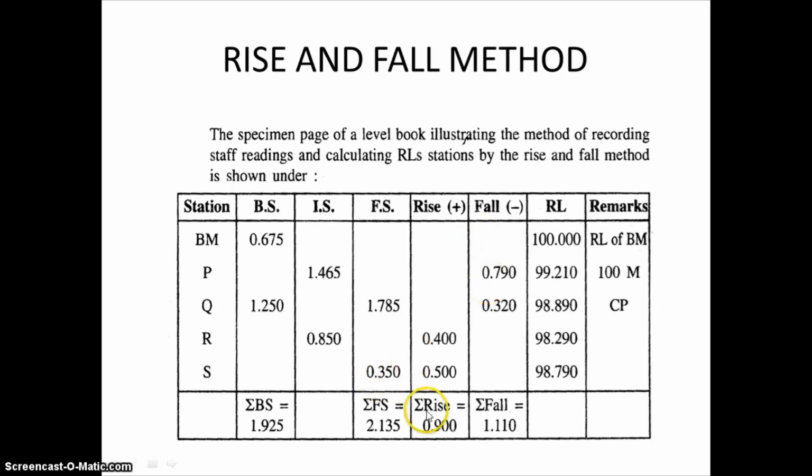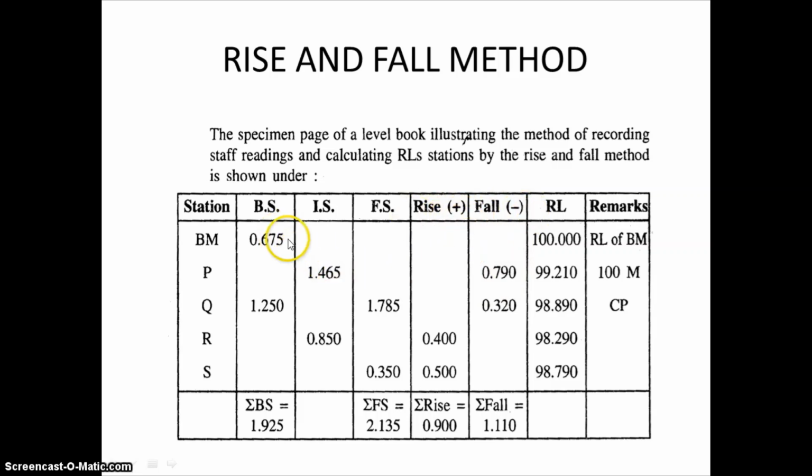So now in rise and fall you can see we have to take the level difference between the 2 station points. For benchmark the value is given 0.675 and for station P the value is given 1.465. So we have to take the level difference of these 2 points. And when you take the level difference of these 2 points, if you find your answer negative, that indicates a fall. And that value you have to enter in the fall column, 0.790. We don't mention the sign because we already mentioned here that fall indicates the negative and rise indicates the positive.